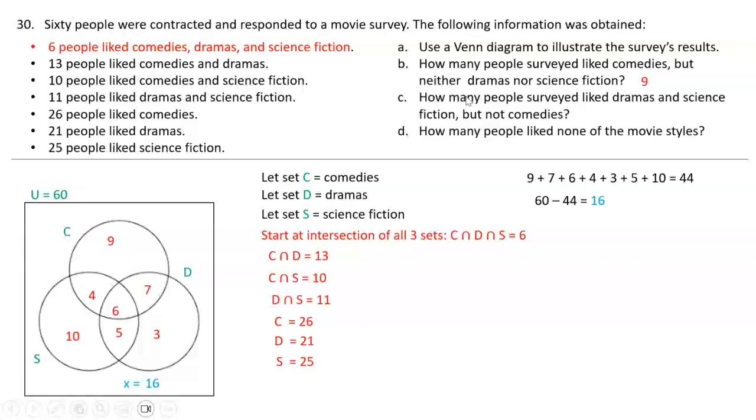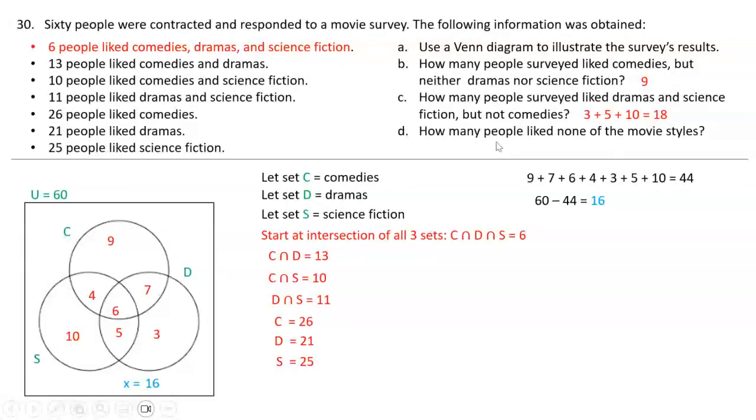Now part C. How many people surveyed like dramas and science fiction, but not comedies? So this is dramas here, and this is science fiction. They like these two, but they didn't like comedies. So it'll be not these. I can cover all these because these are comedies. So then the answer will be 10 plus 5 plus 3, which is 18.